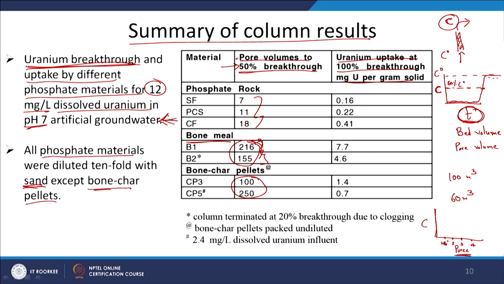So here, as you see, bone meal was able to treat a relatively larger volume of water, right? That's this particular set of data now. And what is this data going to give me an idea about? Uranium uptake at 100% breakthrough in terms of milligrams of uranium per gram of solid, right? So at 100% breakthrough, what's the maximum concentration of the relevant uranium on the particular material?